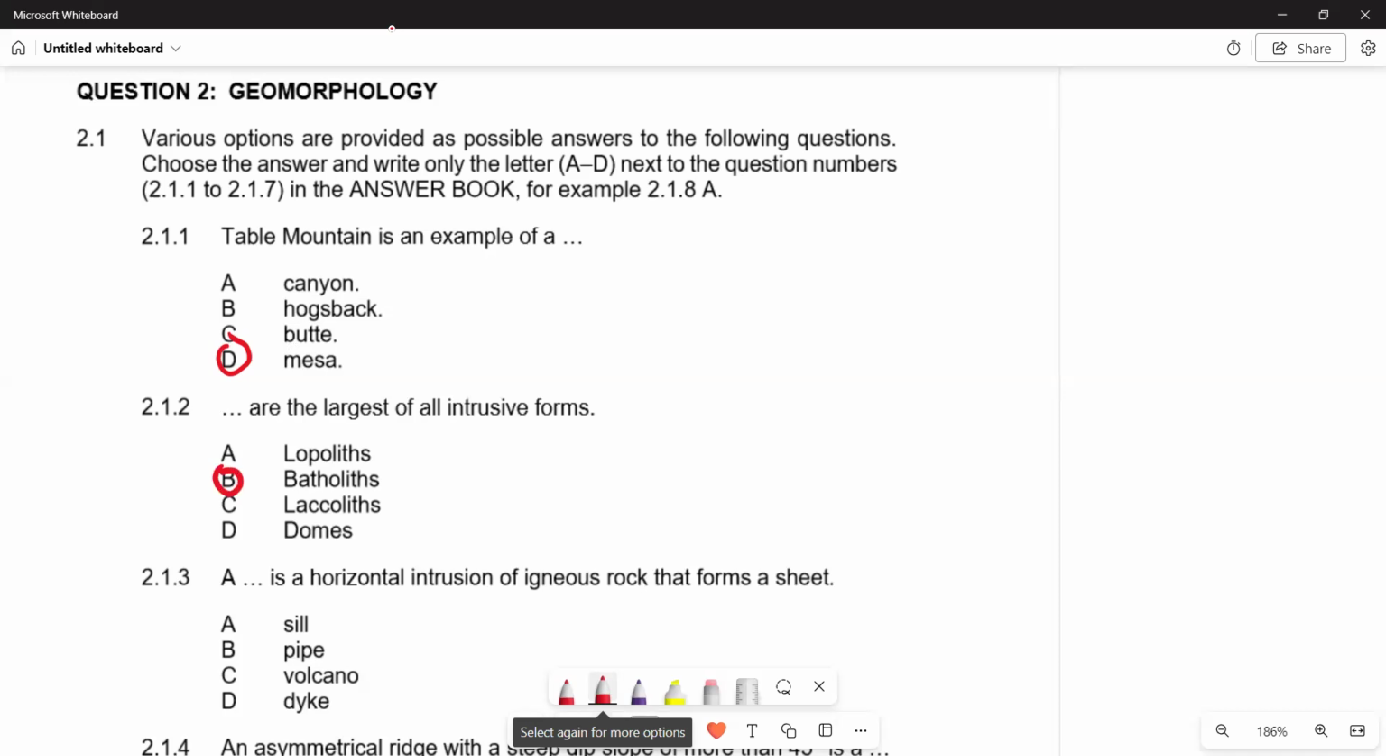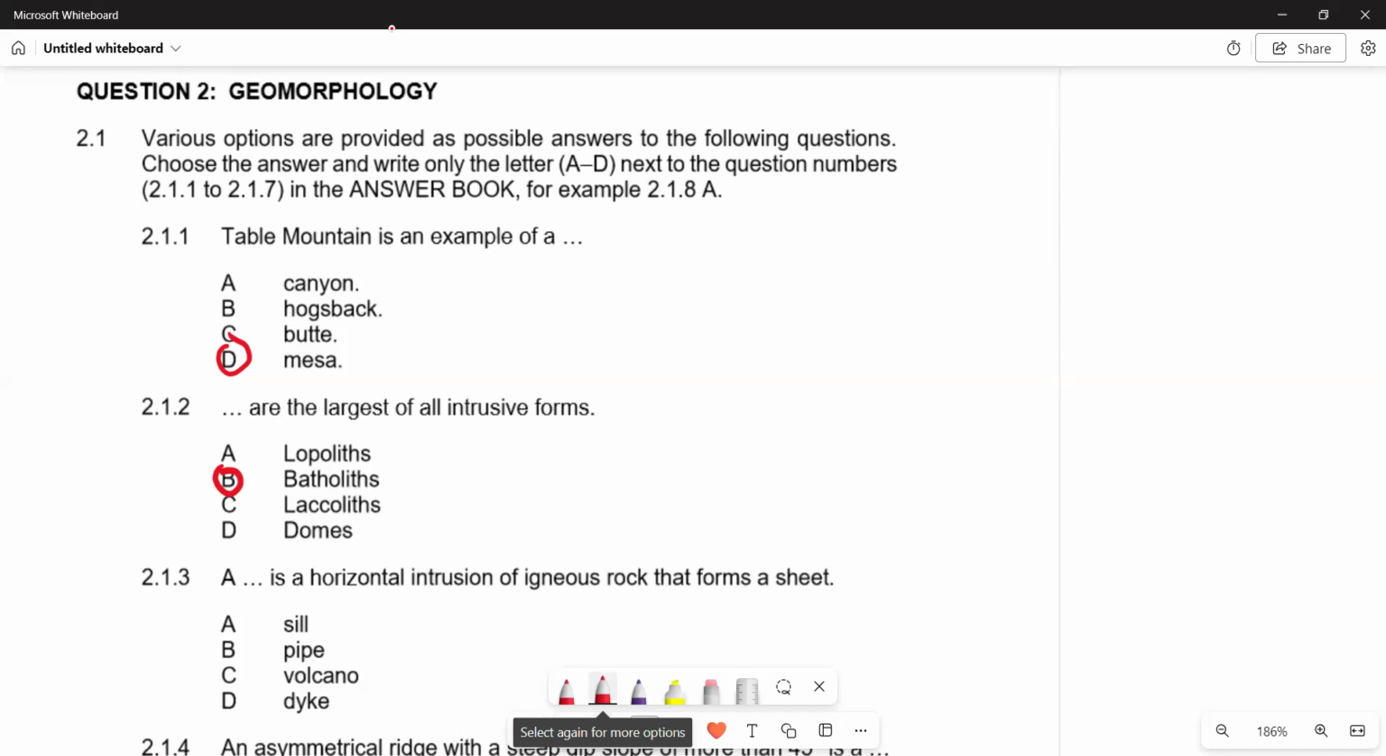If you look at a Batholith, this is a large mass of intrusive igneous rock, which is called plutonic rock. It is formed beneath the Earth's surface by the intrusion and solidification of magma. So this is the most appropriate answer that we have there.